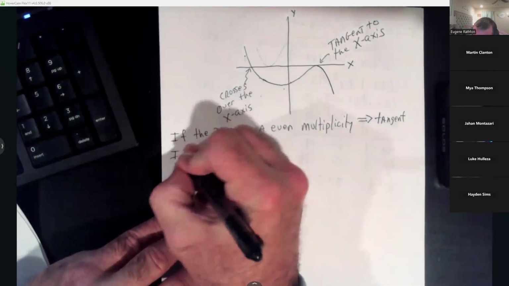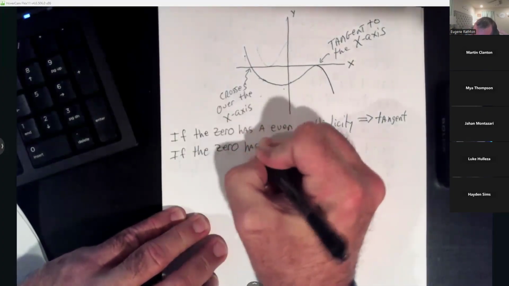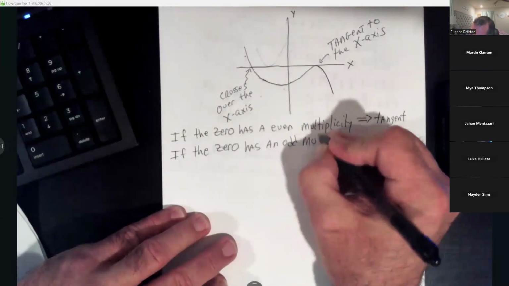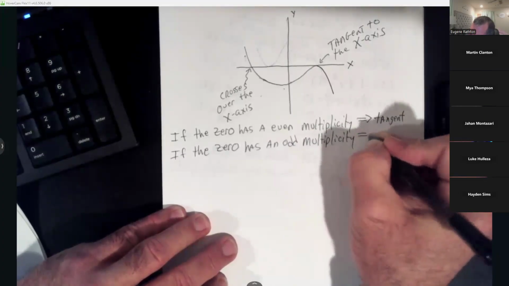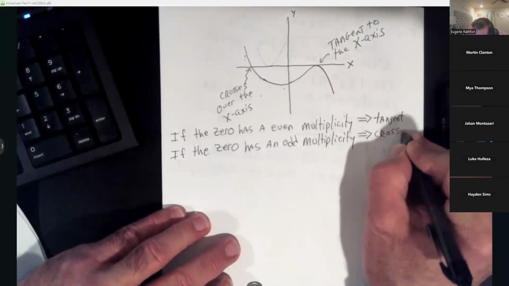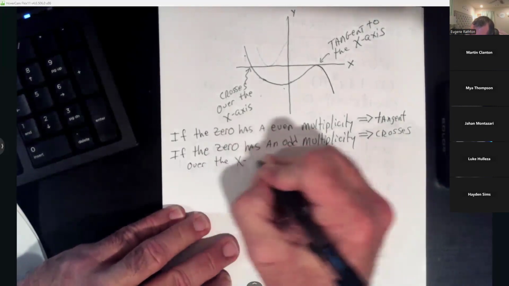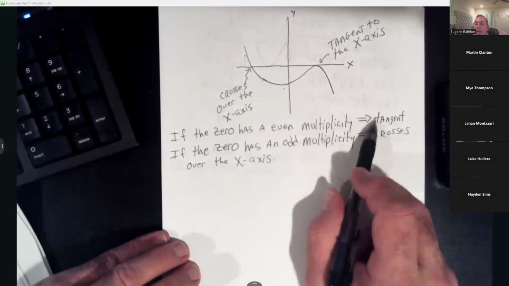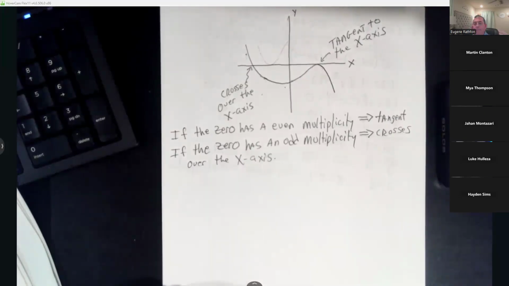Now, if the zero has an odd multiplicity, then the graph crosses over the x-axis. Okay, so even, tangent, odd, crosses over. Okay?